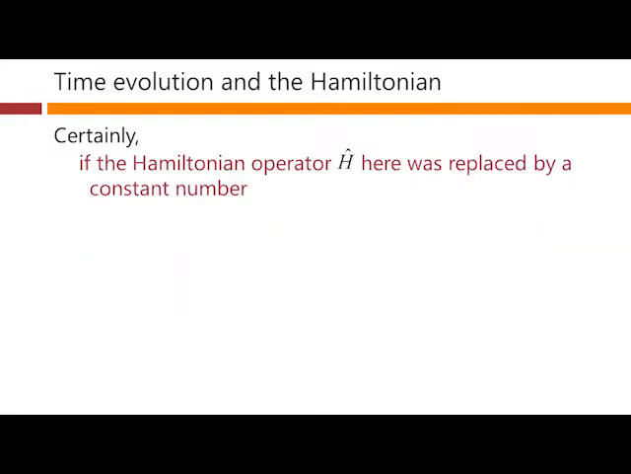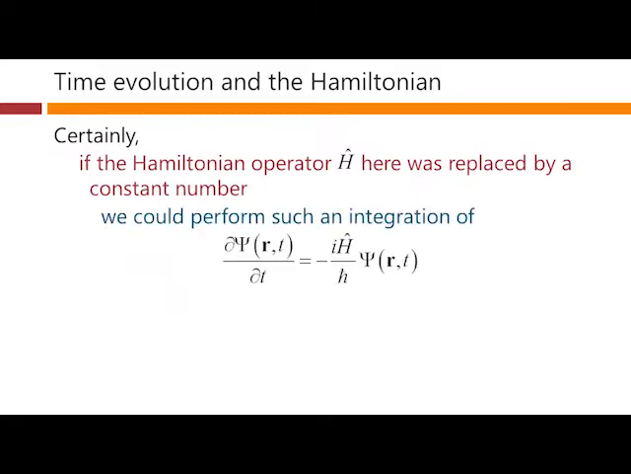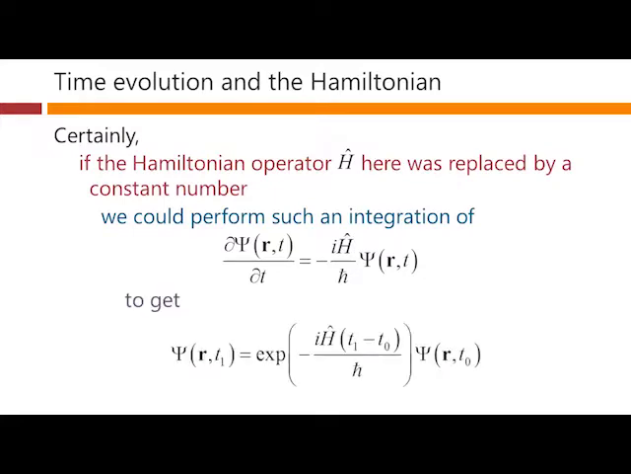If the Hamiltonian operator H here was simply replaced by a constant number, then obviously we could take this equation, pretending for the moment this was just a number, and we could integrate it. And the result of that integral, pretending H was just a number, would just be this expression here. This is a simple differential equation, and pretending this is a number, we'll get this form as the result. And you could check that by differentiating back in here.